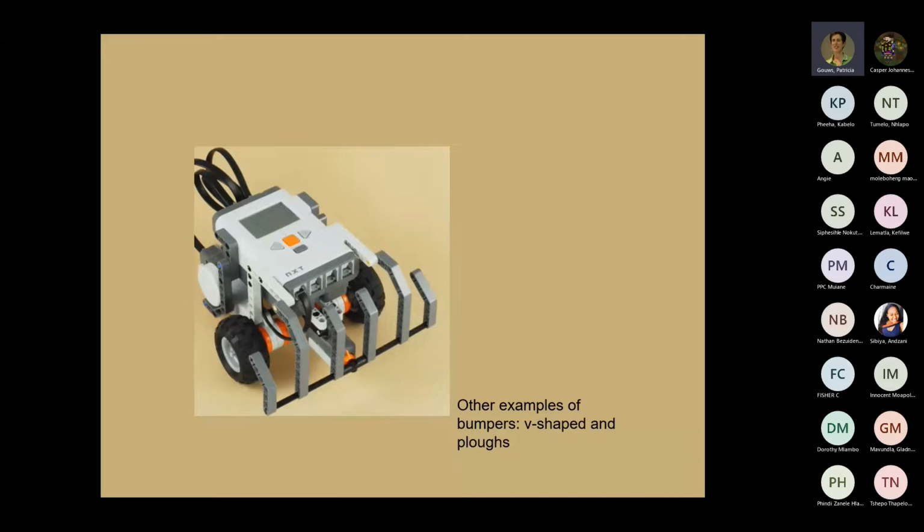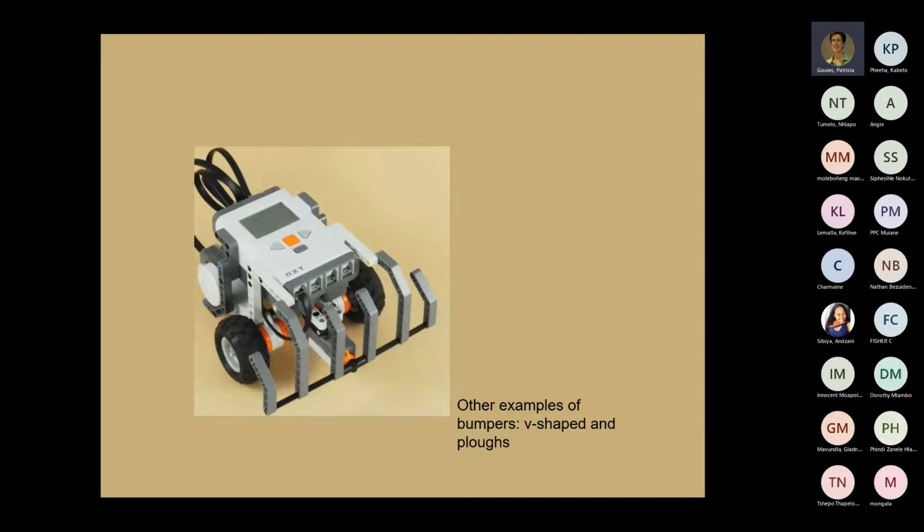This is the NXT robot. It's a really zhushed-up bumper. It's even got a touch sensor there at the bottom to say that you've bumped into something. Very creative design, but not very colorful. But anyway, it's functional.